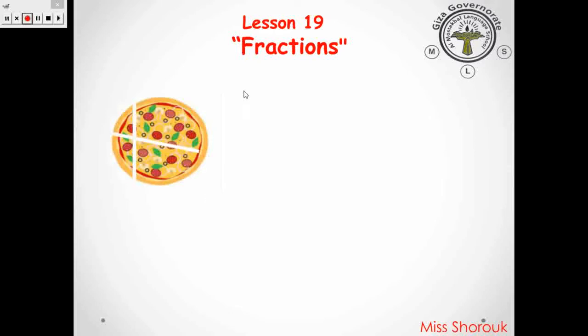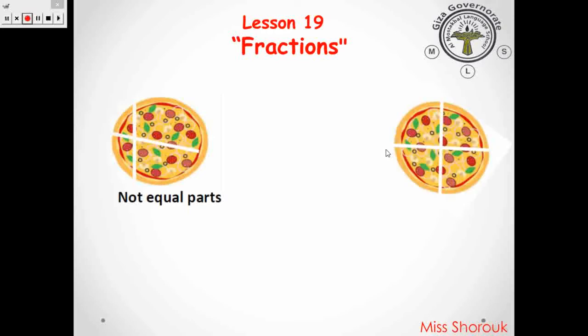Let's start. Look, we have one pizza. We divide it into 4 parts. Equal or not equal parts? Not equal parts. But if we have another pizza, also divided into 4 parts, equal parts or not equal parts? Equal parts. So this pizza represents a fraction.